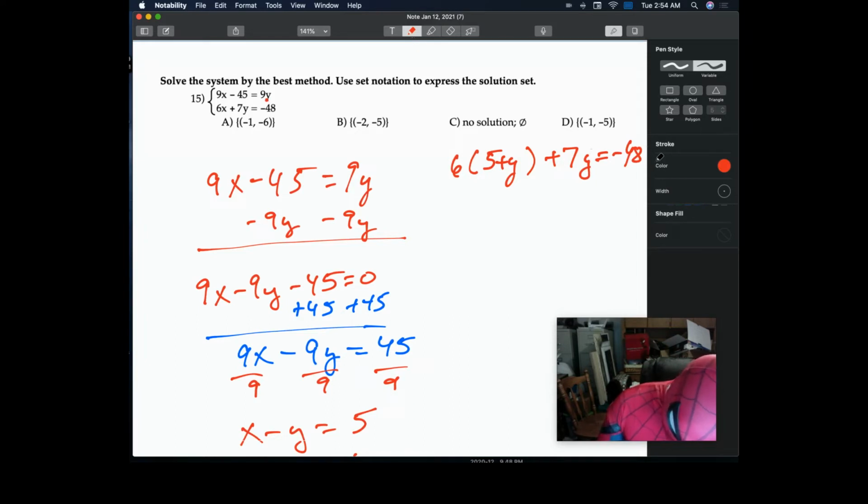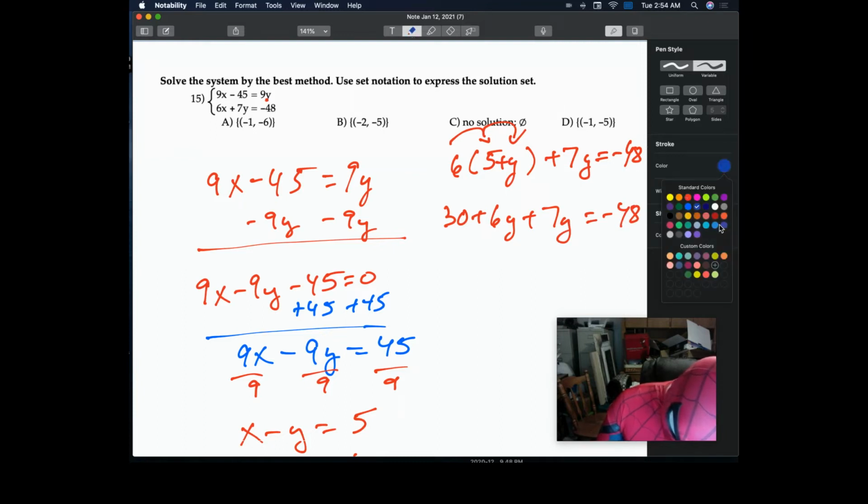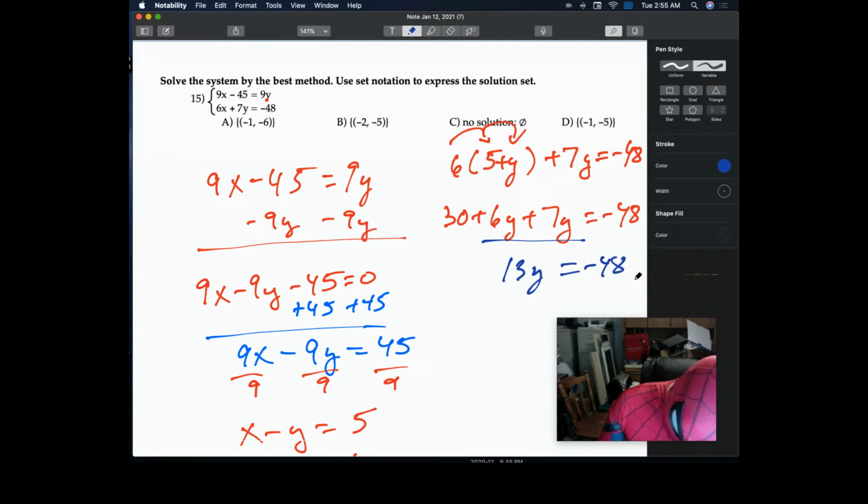And then all I've got to do is solve that. So I'll distribute this out. I'm going to get 30 plus 6y plus 7y equals negative 48. And we'll just keep solving it. So let's combine like terms. Negative 13y is negative 48 plus 30. We're going to put the y's together. So I'm going to subtract 30. We're going to get 13y equals negative 78. I'm going to divide through by 13.